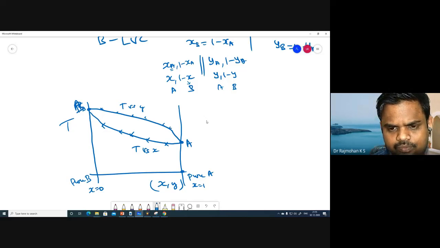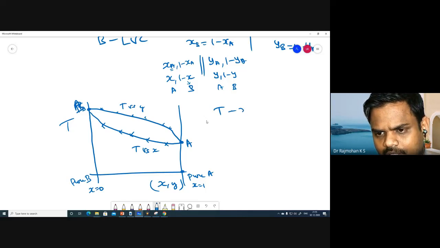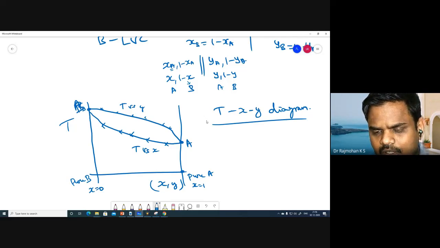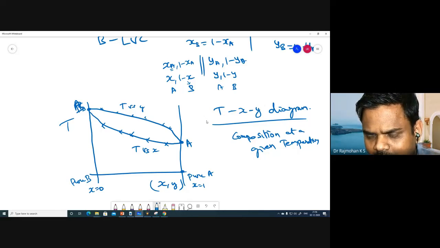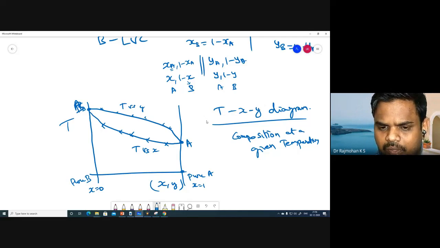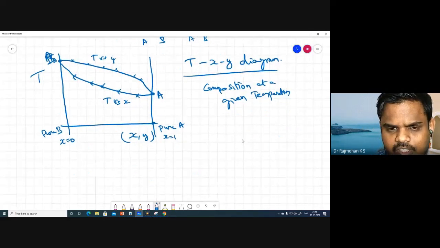So this diagram is called the TXY diagram. What is the use of this TXY diagram? It helps us to know the composition at a given temperature. If you have a mixture of A and B at a given temperature, what is the proportion of liquid and what is the proportion of vapor can be determined. So first, what is this TXY diagram and how does it arise?